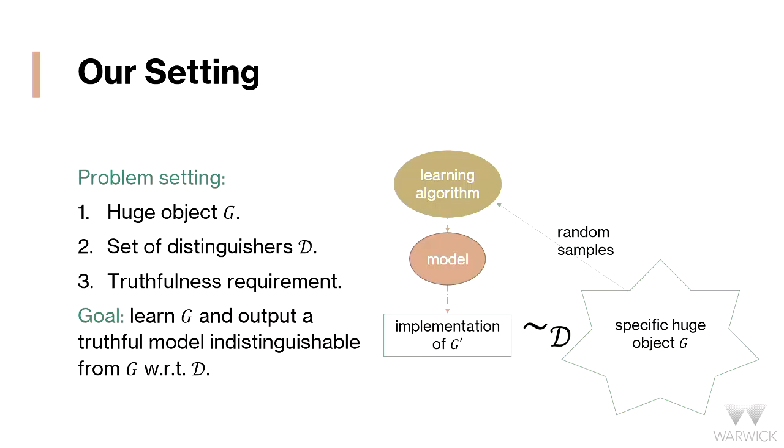And the truthfulness is with respect to a particular pre-specified property? Yeah, they have to be pre-specified. Because we cannot learn them, so we have to know them ahead of time. Okay, so this is our setting.